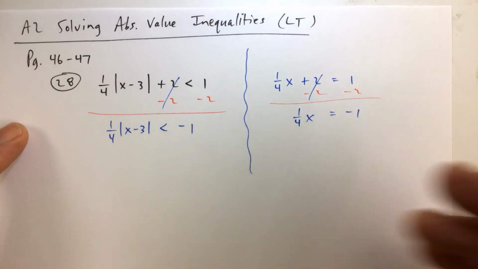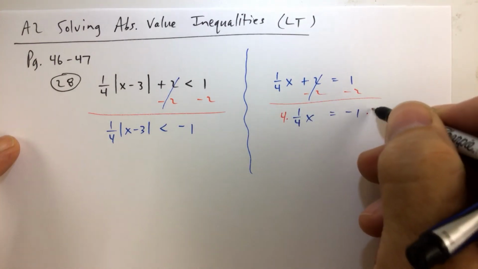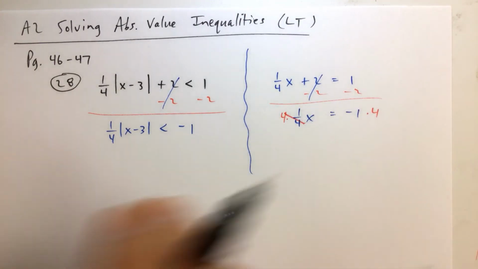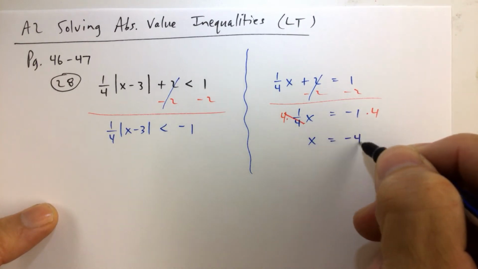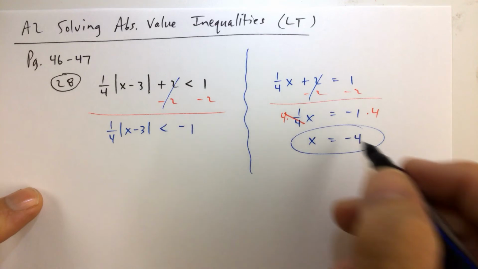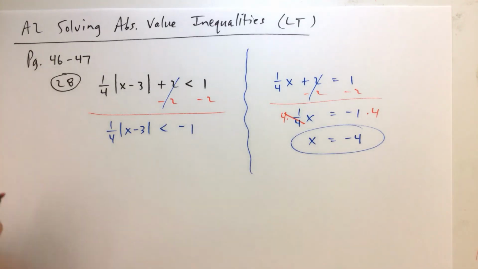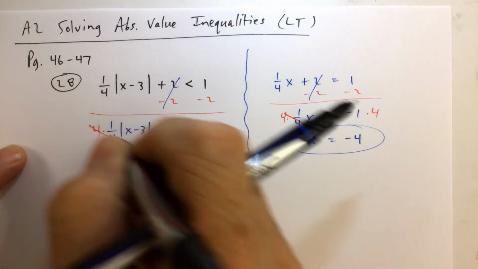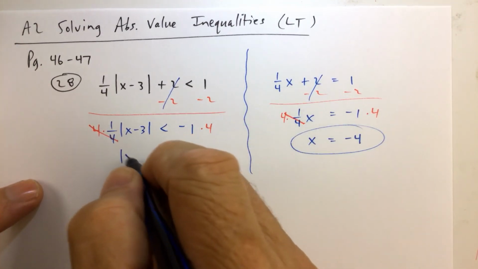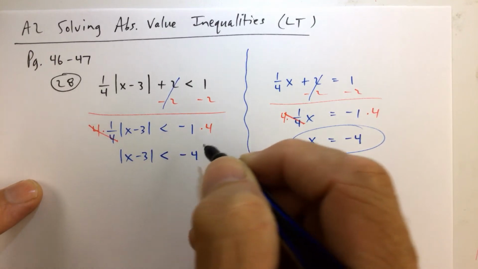Well, what would you do over here if it were 1/4 x? You might think, and you'd be right, to multiply both sides by 4, so the 4's would cancel, and we would get x is equal to -4 on the right-hand side. So we'd be done over there since we are just solving for x. Over here, we'd still multiply both sides by 4, and in multiplying both sides by 4, we get the absolute value of x minus 3 is less than -4.